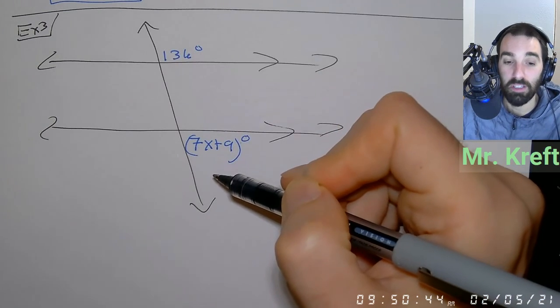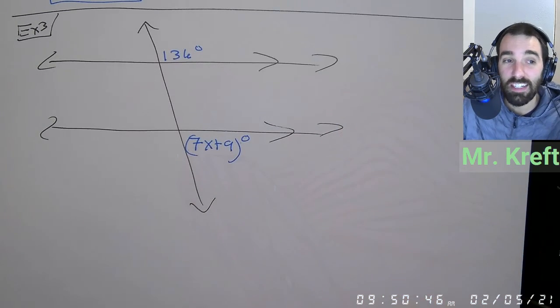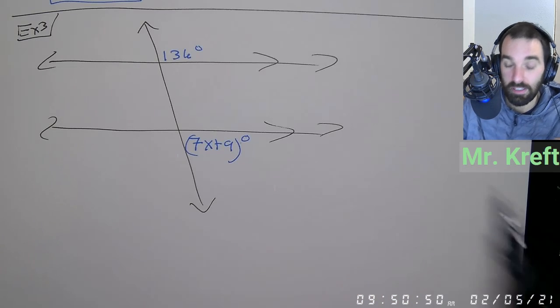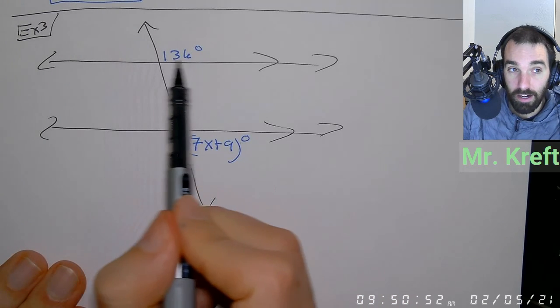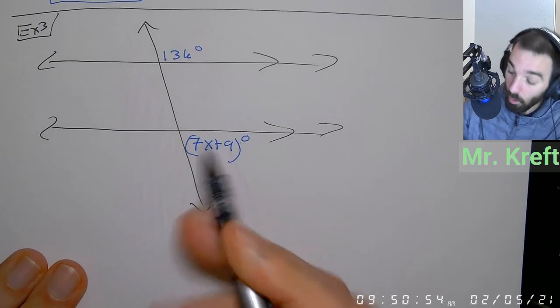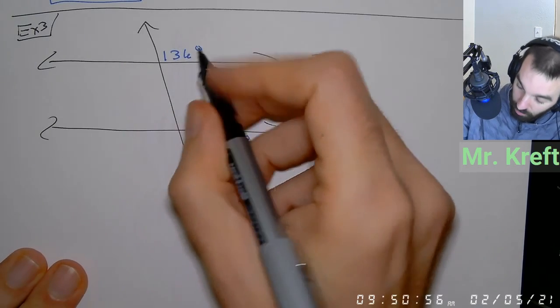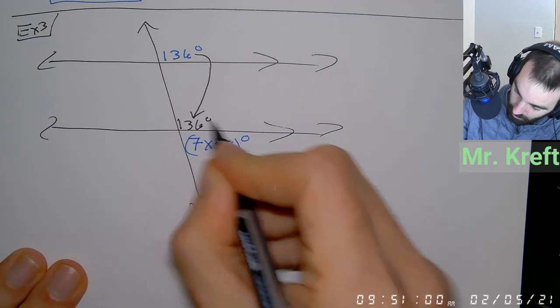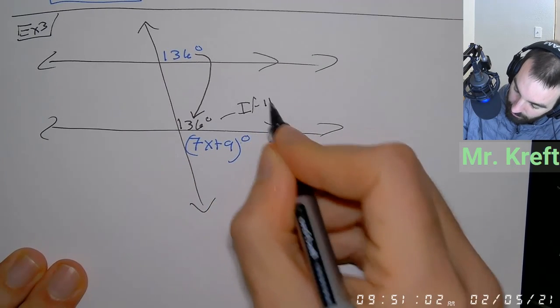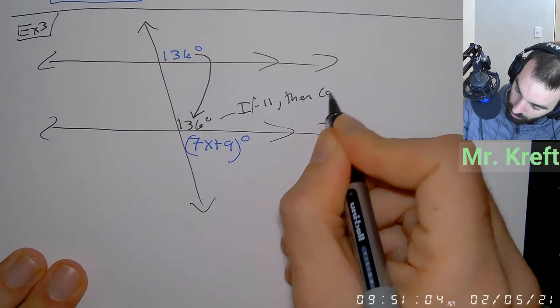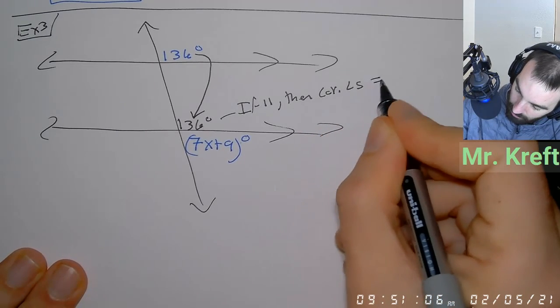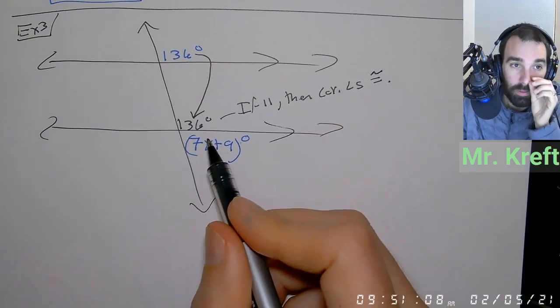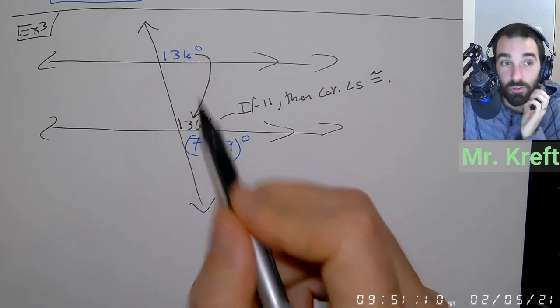So these don't have a direct relationship. So again, I just need to find another angle that will allow me to get a direct relationship. It could be a linear pair and do alternate exterior. What I'm going to do is I'm going to do corresponding. Right? So this is if parallel lines, then corresponding angles are congruent. Right? So I did corresponding angles.